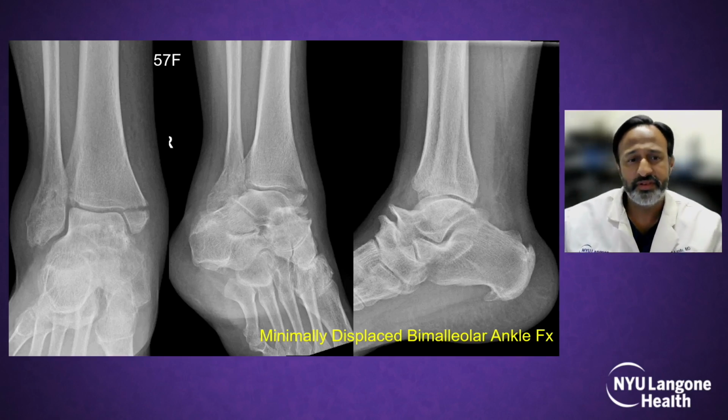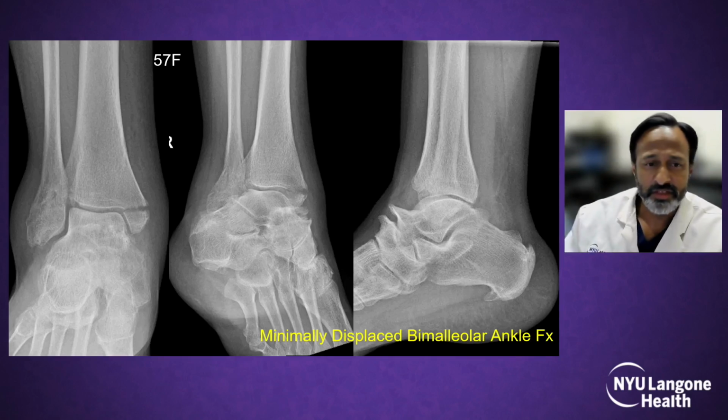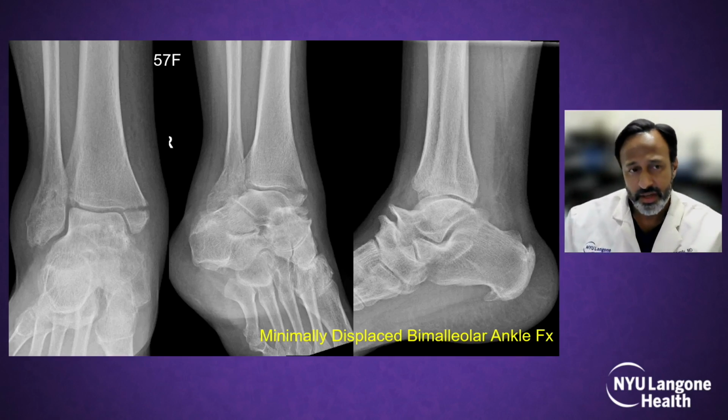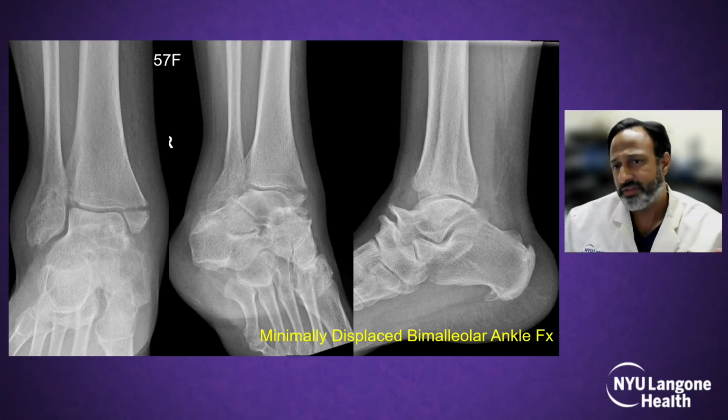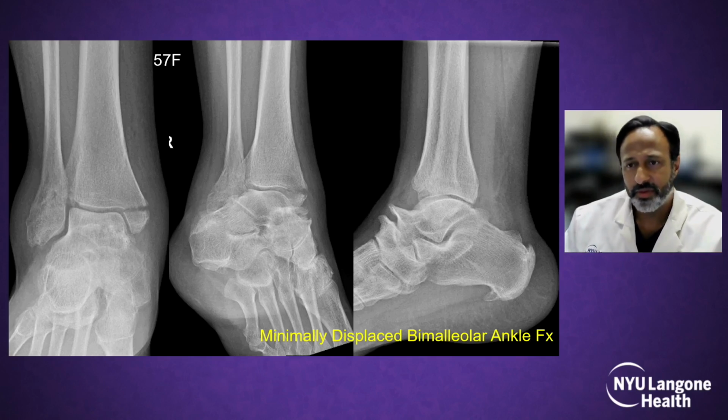Here's an example of a 57-year-old female. She has a minimally displaced bimalleolar ankle fracture. When you see a fibula fracture like this, even on the AP and the lateral view, there's no clear fracture line. This is oftentimes more of a crush type injury. The periosteum around the fibula is usually intact. This is a great indication in my mind to put a percutaneous screw in. It avoids the dissection around the periosteum. The fibula will heal routinely without any issues.